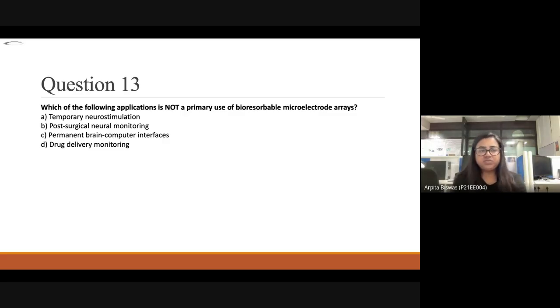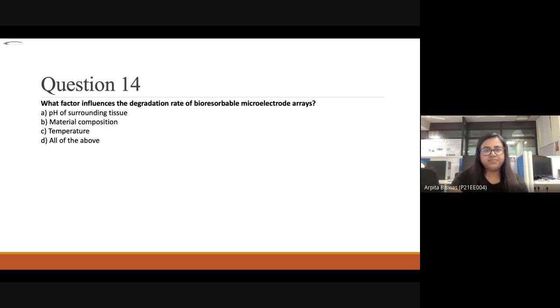So what is the right option? The right option is option C, permanent brain-computer interfaces. Next, question number 14. What factor influences the degradation rate of bioresorbable microelectrode arrays? First, pH of surrounding tissue. Second is the material composition. Third is the temperature. Fourth option, all of the above.